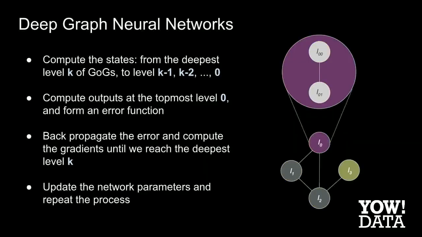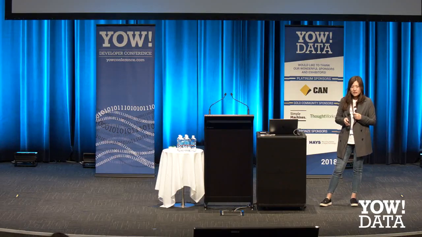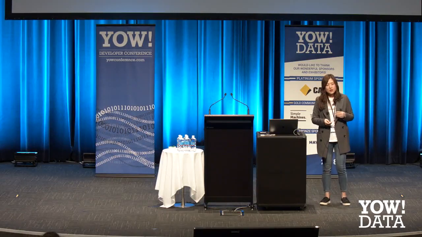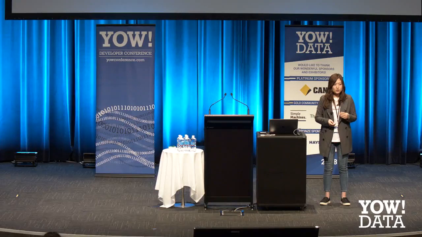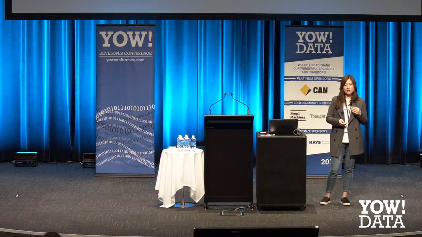All right, so the learning of graph of graphs with a graph neural network is actually with a very specific order. The information will be fed into the network from the deepest level until the top level. And the back propagation process is in the reversed order. So it propagates error from the topmost level until we reach the deepest level. And the network parameters will be updated according to the gradients that we computed and accumulated.